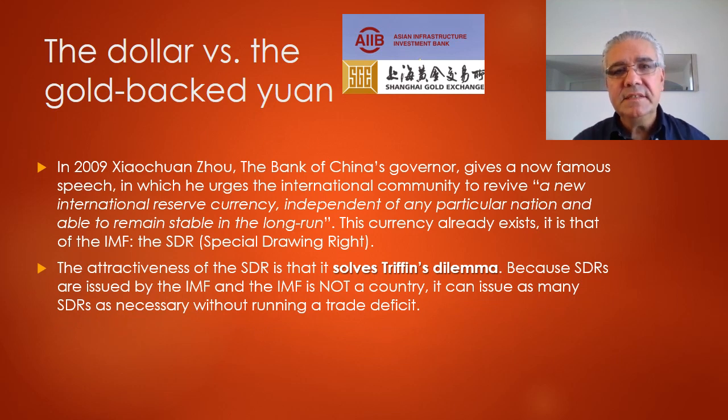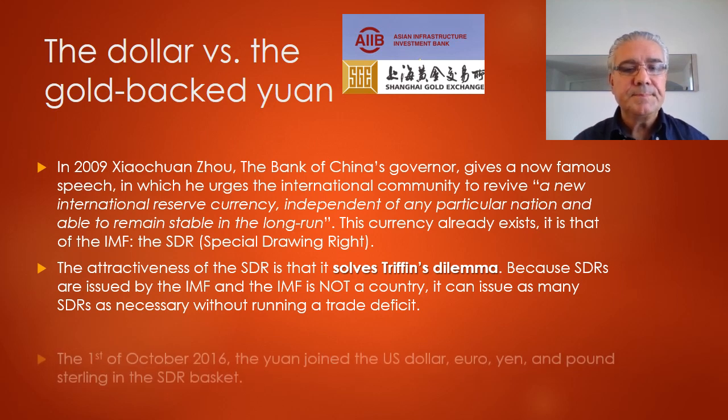The attractiveness of the SDR is that it solves the Triffin's dilemma. Why? Because SDRs are issued by the IMF. The IMF is a banking institution, and it's not a country. Therefore, it can issue as many SDRs as necessary to enable the role as international exchange currency without having to run a trade deficit and then falling victim to Triffin's dilemma.